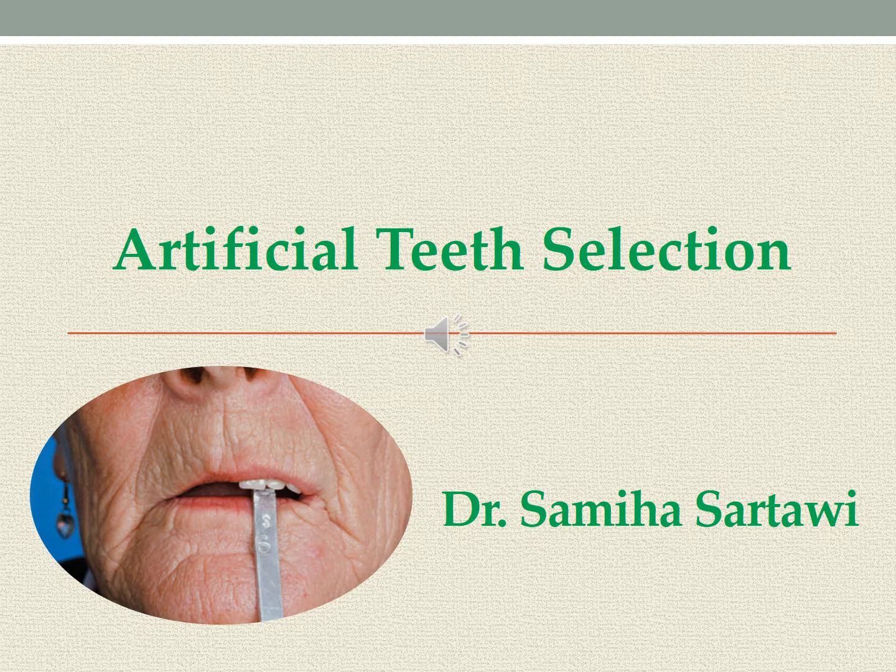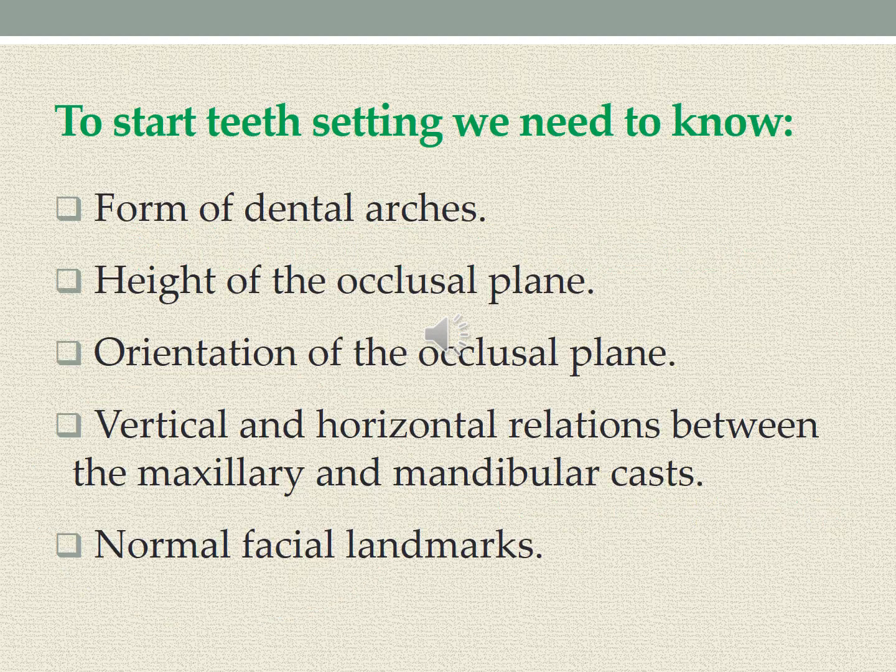The lecture today is about artificial teeth selection for complete denture construction. Now, in order to start teeth setting, we need to have some information beforehand. So we need to know the form of dental arches from the casts. We need to know the height and orientation of the occlusal plane, the vertical and horizontal relations between the maxillary and mandibular casts, and also normal facial landmarks.